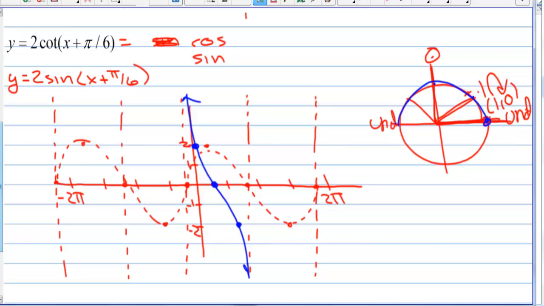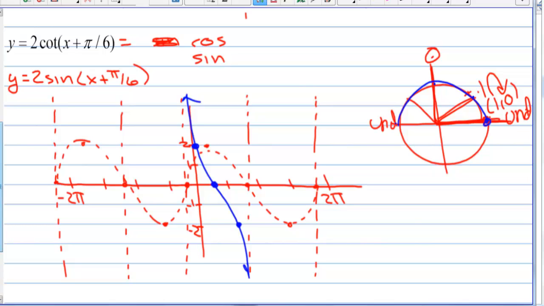When I think about graphing tangent, I think about x to the third. This is what x to the third kind of looks like. Cotangent, we're going down as we go left to right. So tangent goes up as we go left to right. Cotangent down as we go left to right. That's why this one's going down now instead of going up like tangent did.